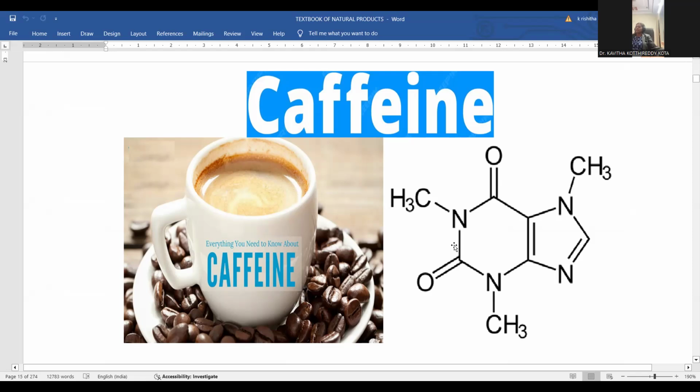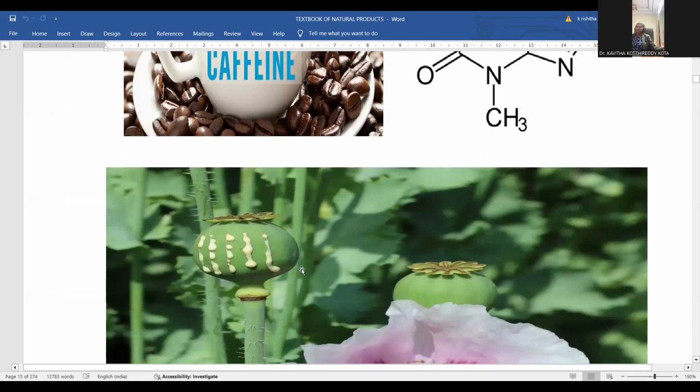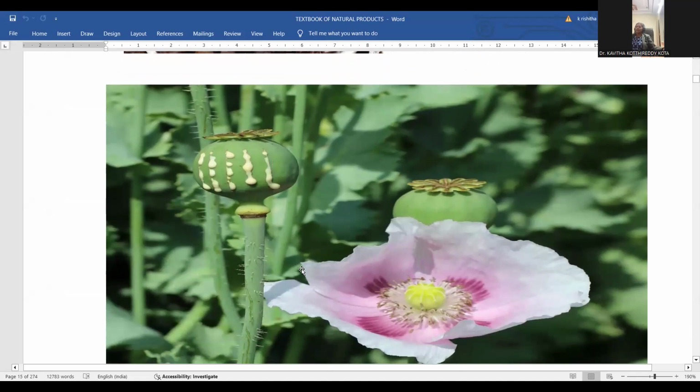N-methylation is observed on three nitrogens, leaving one nitrogen free, right? So this is called the imidazole ring system. This is called the imidazole ring system, and overall you can notice a bicyclic ring system where amide linkages and N-methylation are the common entities. It is a better example under the category of alkaloids. And here another example you can notice: morphine.